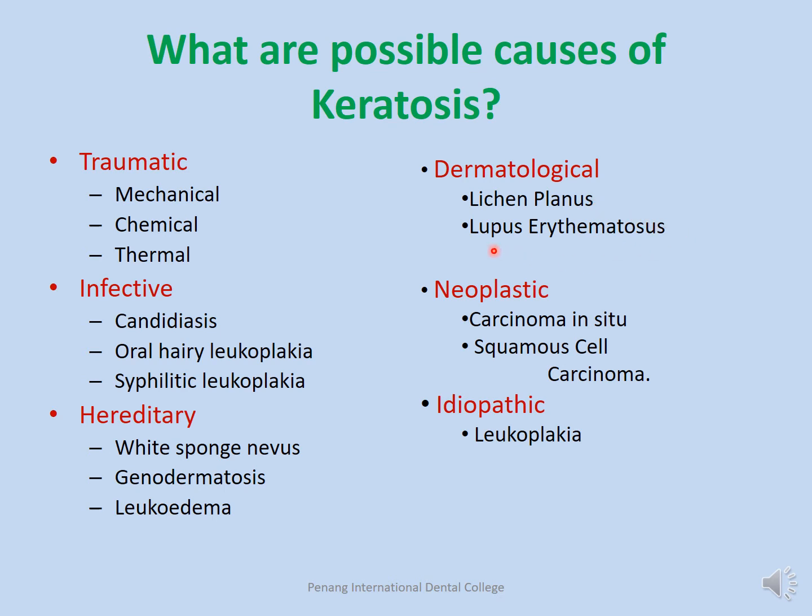Lupus erythematosus, another skin lesion which has oral manifestations, wherein we could see keratosis. And of course, neoplastic, that means carcinoma in situ or squamous cell carcinoma, also present as white lesions or keratosis. And the last is idiopathic, which is called leukoplakia. Now I'm going to discuss leukoplakia a little more in detail further on in this lecture. But the aim of this slide is to make you understand that these are the various categories of causes for keratosis in the oral mucosa.